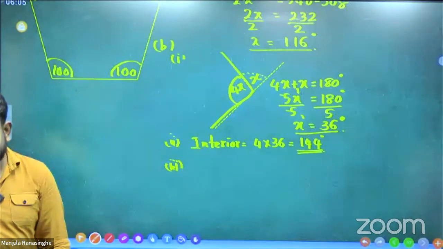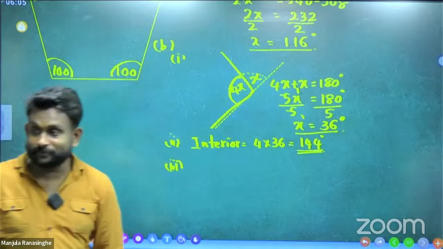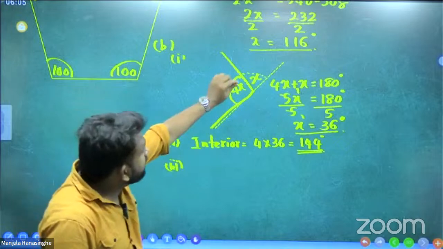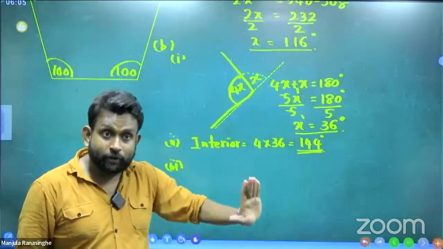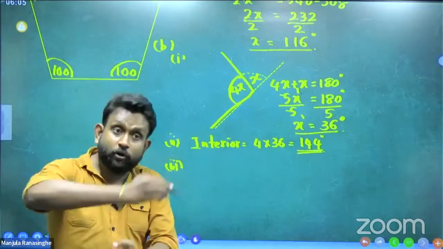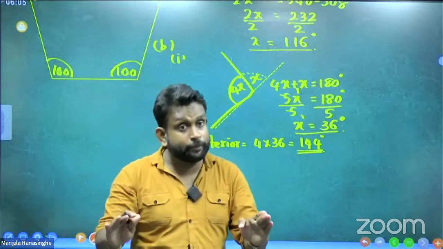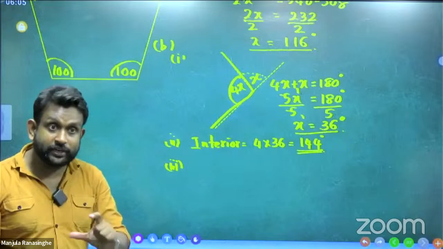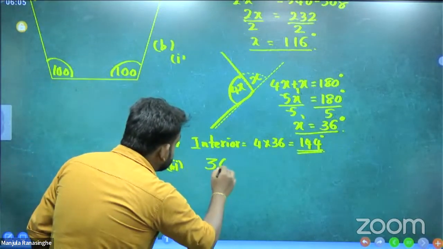How many sides are there in the polygon? How do we find how many sides? You know that the exterior angle value is 36. One exterior angle is 36. The total sum of the exterior angles of any polygon doesn't depend upon the number of sides; it is independent of the number of sides. For any polygon, the exterior angle sum is 360.